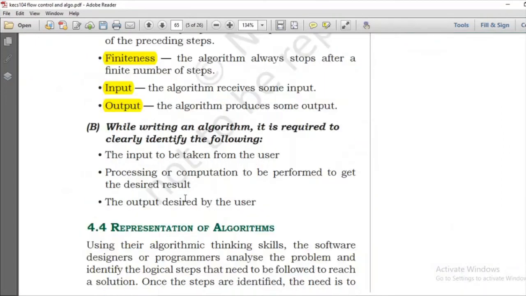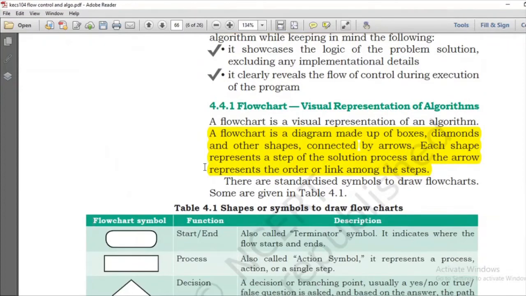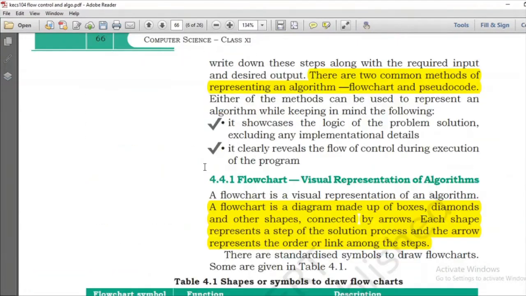Next is representation of algorithms, how you represent the algorithm. Okay, now there are basically two ways in which you can represent your algorithm, that is flowcharts and pseudocode. So first we are going to study about flowchart, but before that let's read these points.